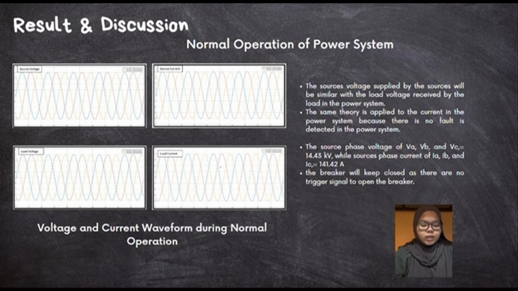For normal operation, the source phase voltage of VA, VB, and VC is equal to 14.43 kV, while the source phase current of IA, IB, and IC is 141.42 ampere. And the breaker will stay closed as there is no trigger signal to open the breaker during the operating condition.